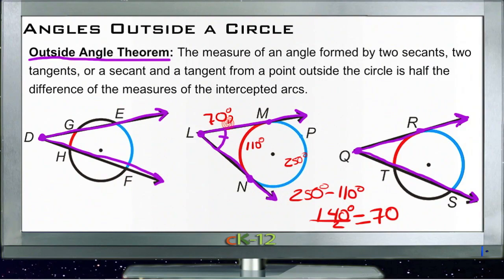Yeah? So we just find the difference between the two arcs and then divide the difference by 2 to get the measure of the degree of the angle. So it's pretty straightforward. Let's do a few examples of these with our example questions.